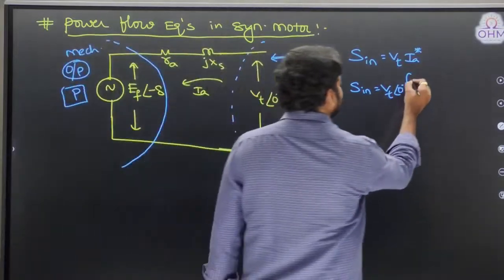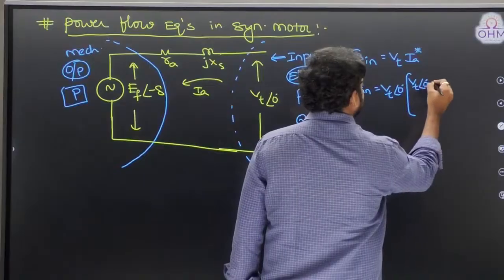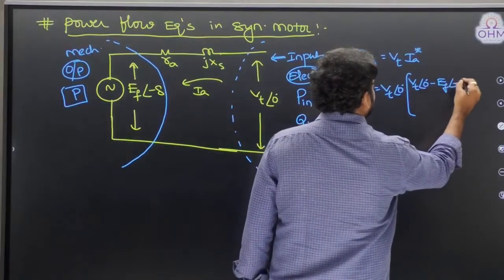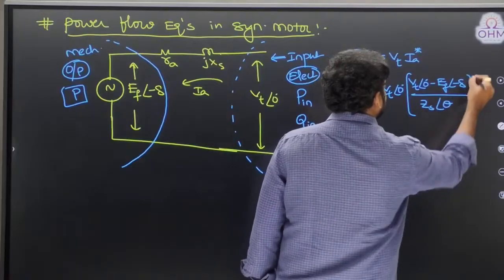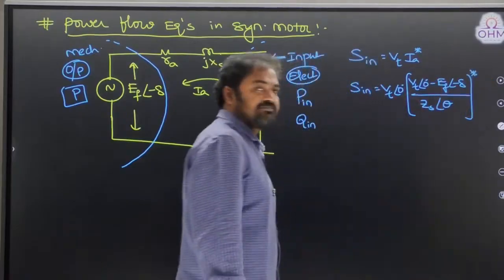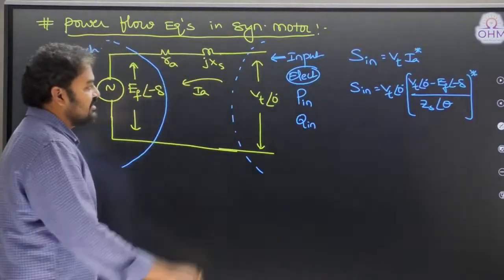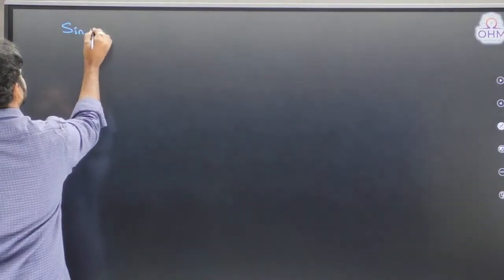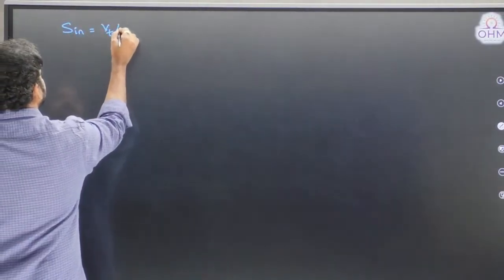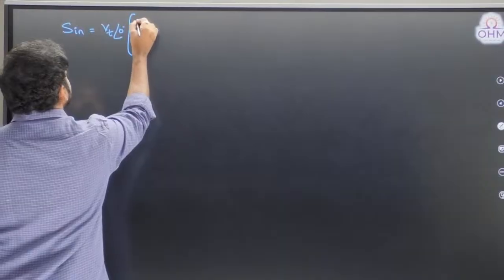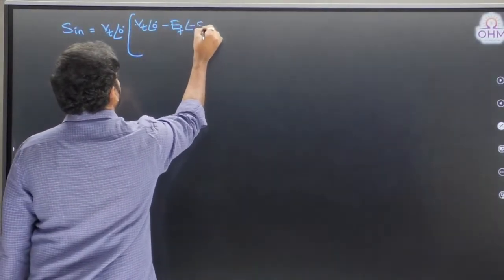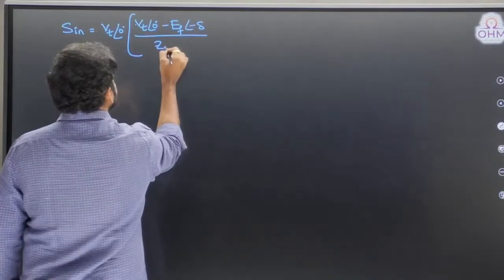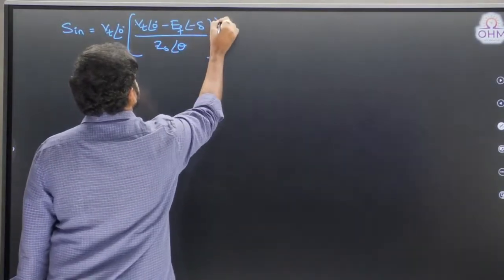Therefore, what is the formula? Vt at an angle 0 minus Ef at an angle minus delta divided by Zs at an angle theta, and don't forget that we have to conjugate it. Let's go to the next page and we will write the equation again. So therefore, input complex power is equal to Vt at an angle 0 into Ia, that is, Vt at an angle 0 minus Ef at an angle minus delta by Zs at an angle theta, whole conjugate.